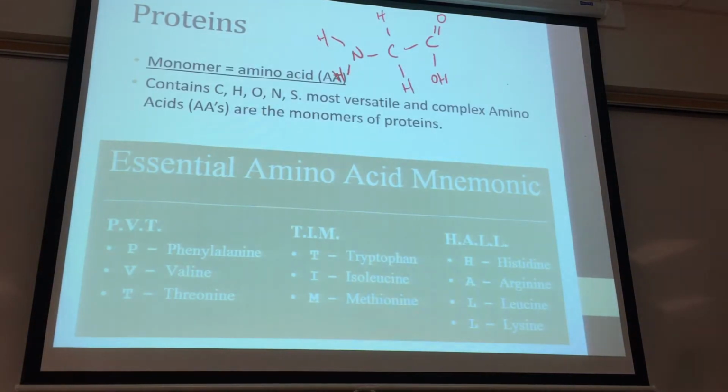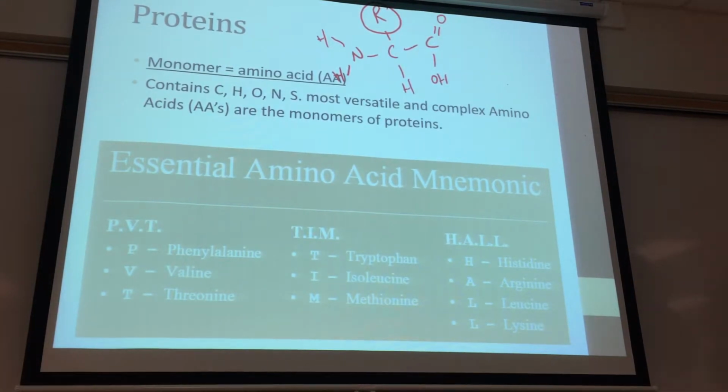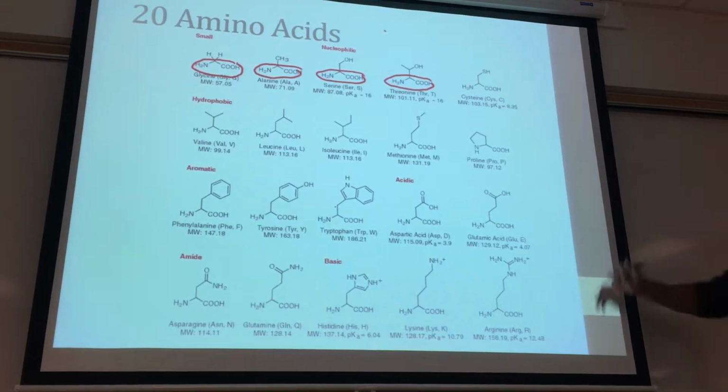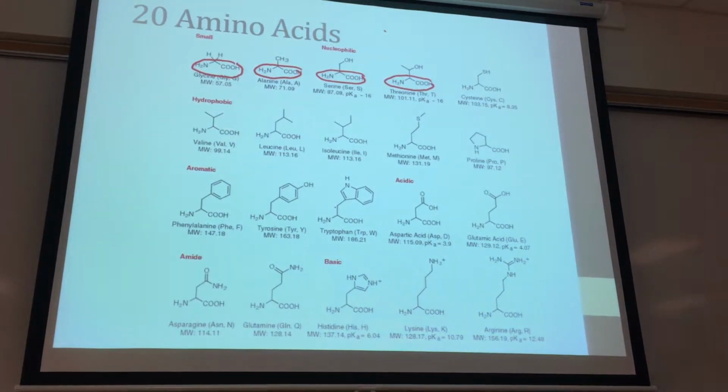The main difference is the functional group that attaches to that center carbon, that R with the big circle I drew around. This is the question of what attaches to that amino acid. That's going to define what type of amino acid it is. And you can see a bunch on here. You'll see glycine, alanine, serine, threonine, cysteine, valine, leucine. You go through all of these. Tyrosine, aspartic acid, glutamic acid. You'll see a bunch that we do produce.